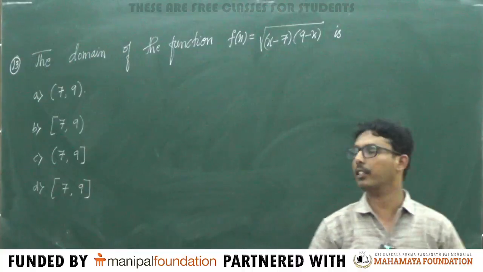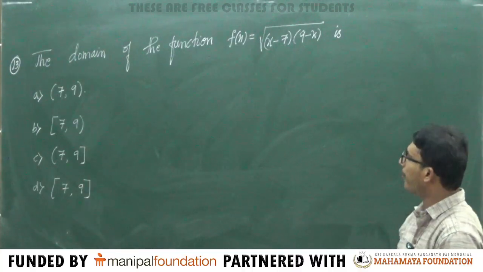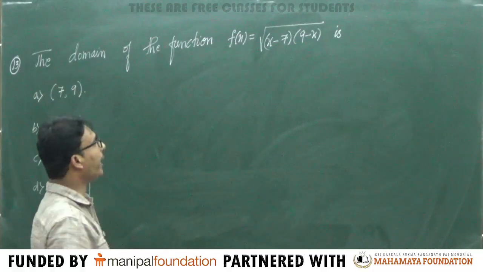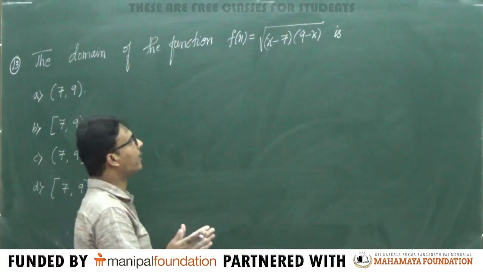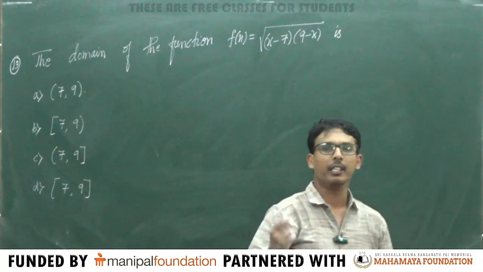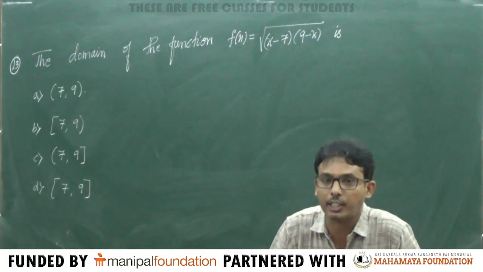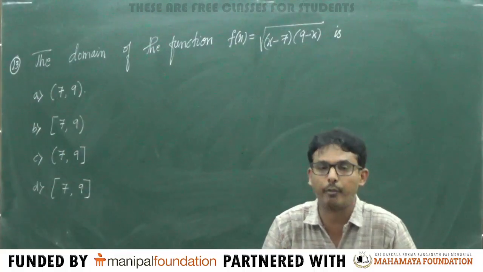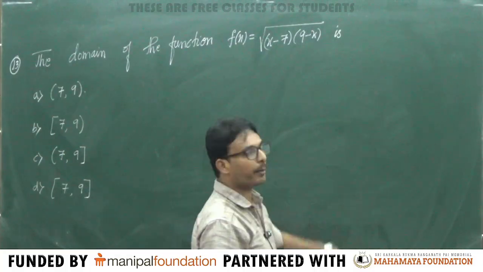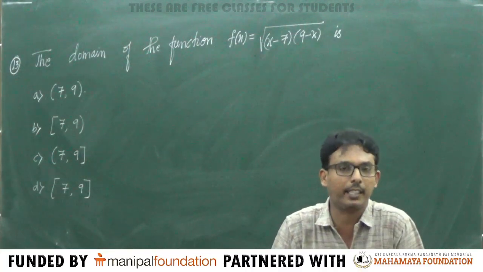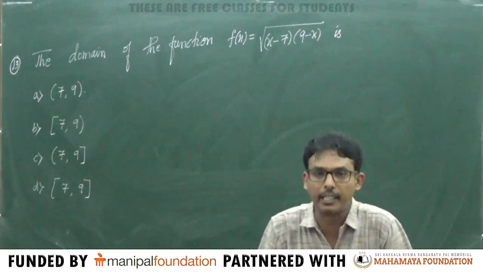So in this question we need to find the domain of the given function. The given function is f of x is equal to square root of (x minus 7) into (9 minus x). For the given expression the power is even rational, the power is 1 by 2. Therefore, if the radicand becomes negative, the value of f of x becomes imaginary. So we can say that the real function does not exist.